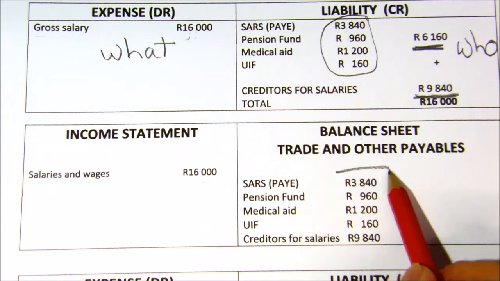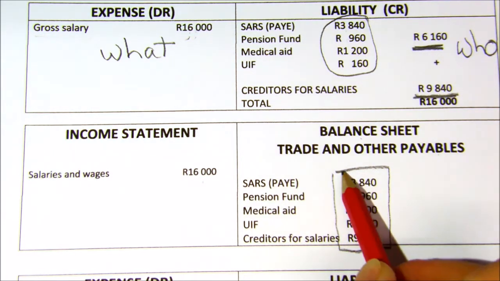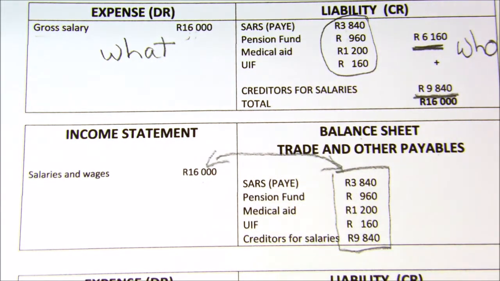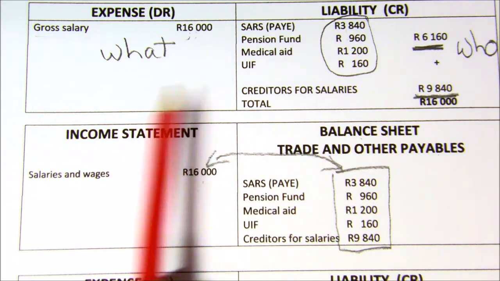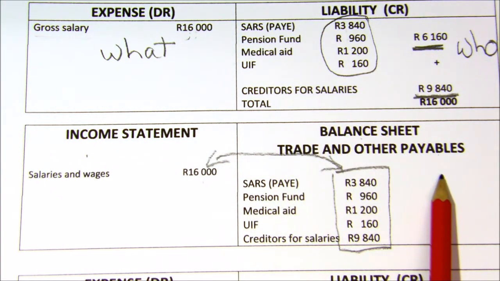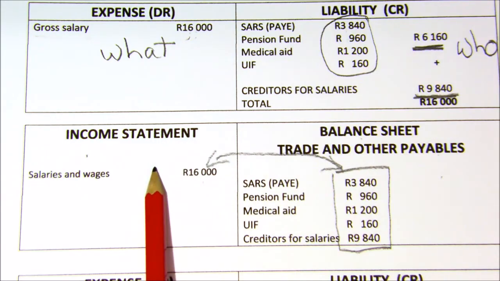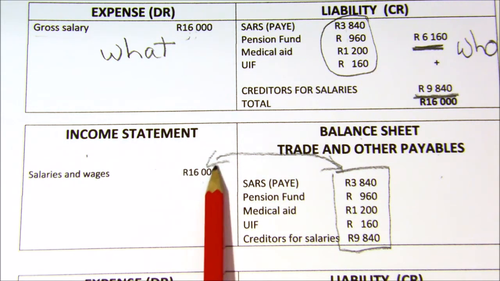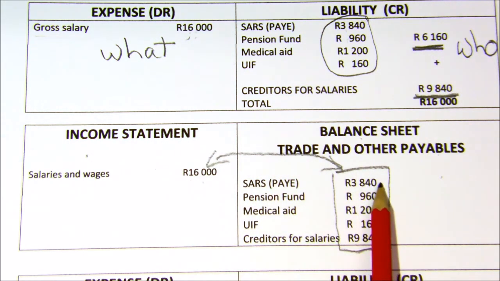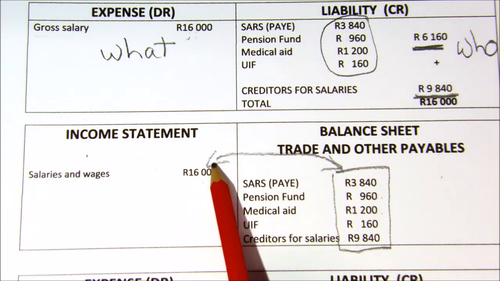The important thing is that these amounts there must equal the 16,000. You've got to be in balance. There's got to be a debit and a credit. So that is what I've got to pay. That's the whole expense, and that is who I'm paying the separate amounts to. So we are showing how this 16,000 is being paid out.